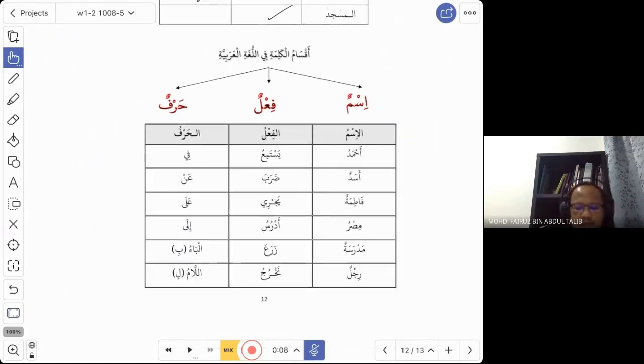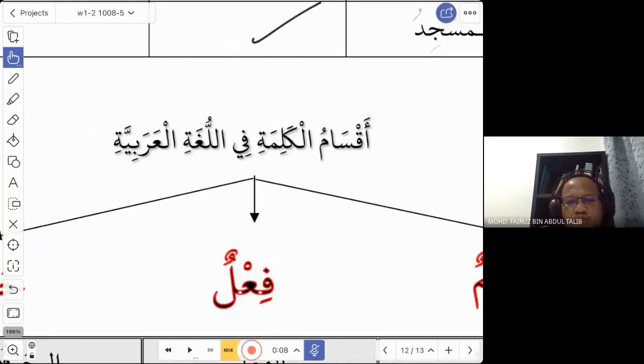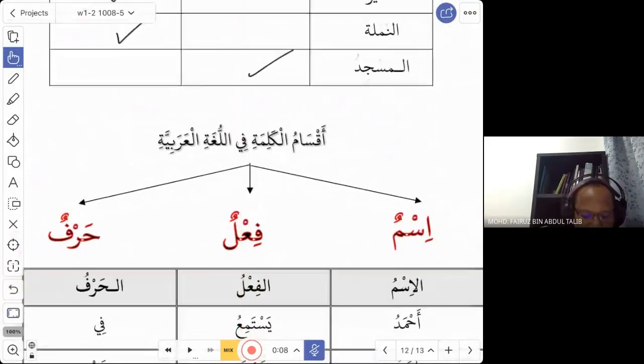This is the last part of this lesson. This is a little bit about grammar. So this is just an introduction. This is to tell you the different kinds of words in Arabic, the different kinds of words that you will see over the next few weeks. This topic is called aqsamul kalimah.